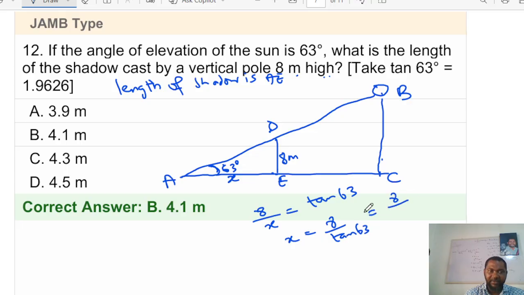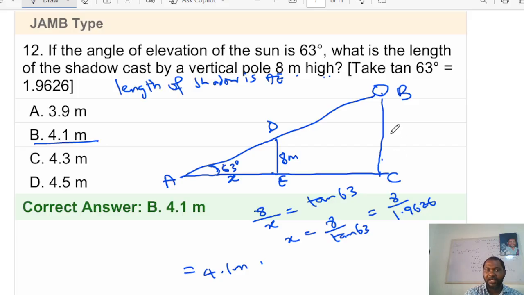That means 8 divided by tan 63 is 1.9626. And when you say 8 divided by 1.9626, the answer is 4.1 meters. So B is the answer to that question. Very, very easy.